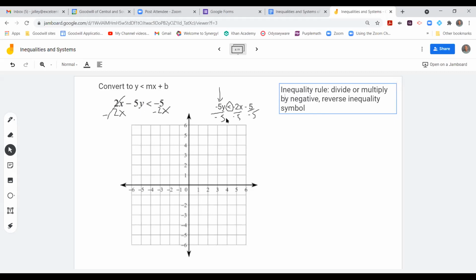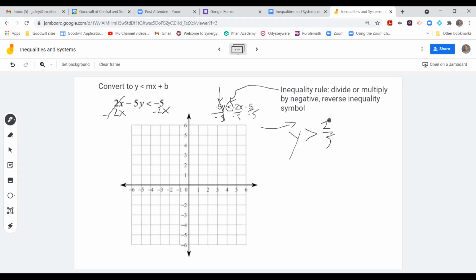Okay, so my next step here, those are going to cancel. So I'll end up with y. Now this has to be reversed and becomes that. -2 over -5 makes those positive. 2 over 5x. -5 divided by -5 is a +1. Okay. Now it's in a format that's much easier to graph.